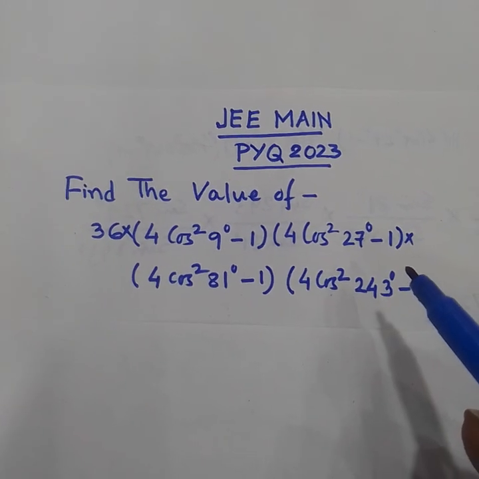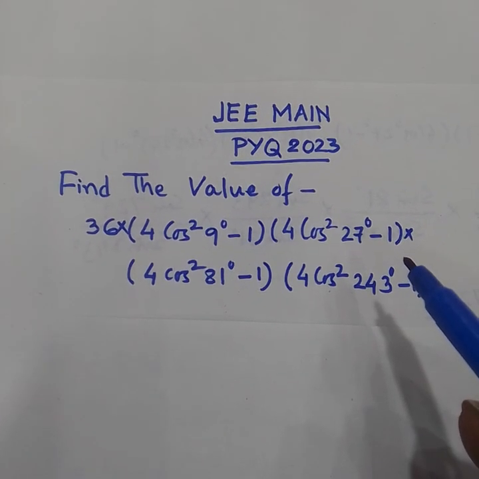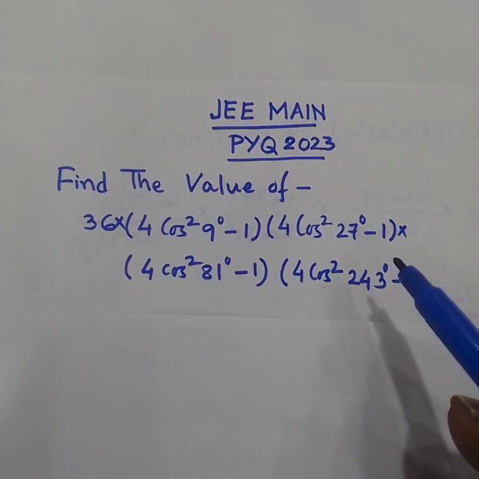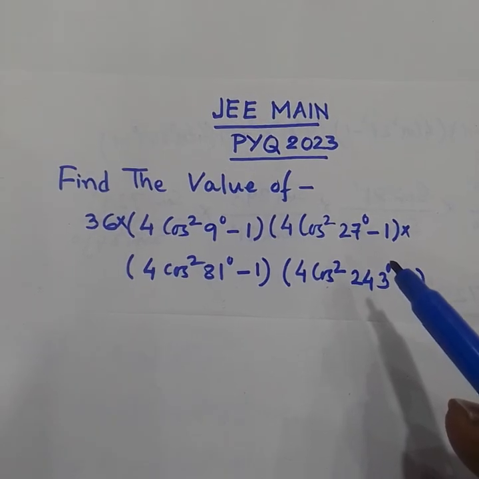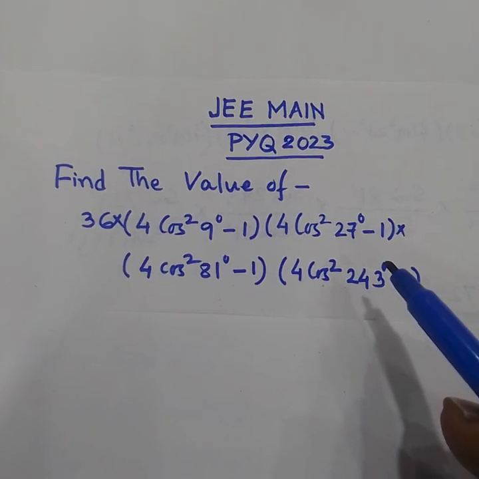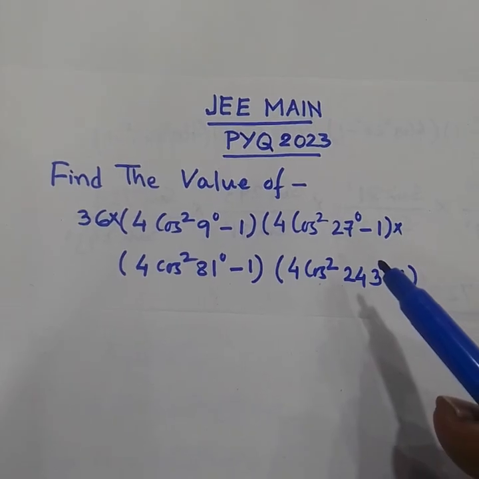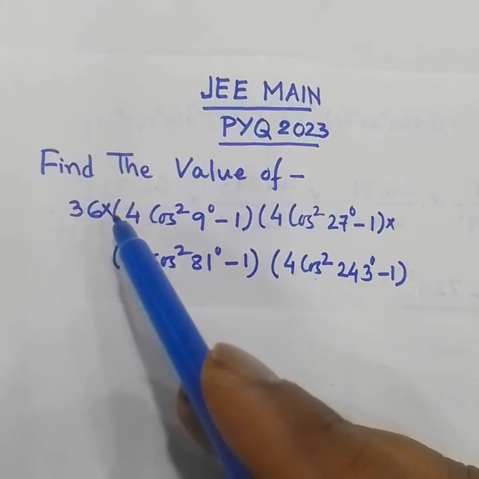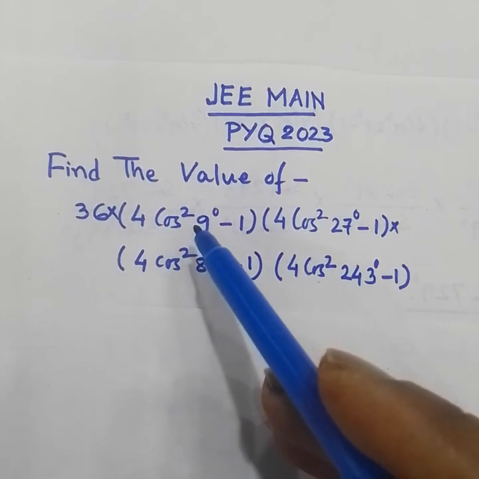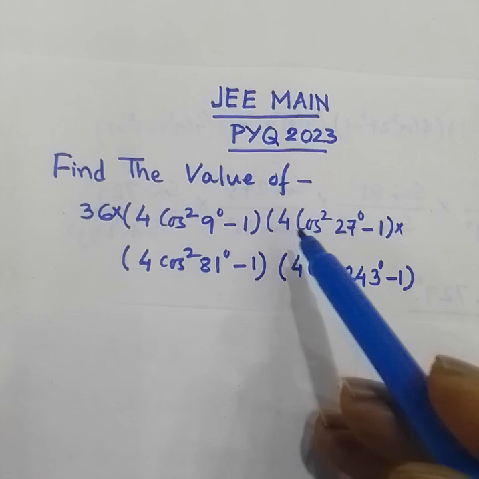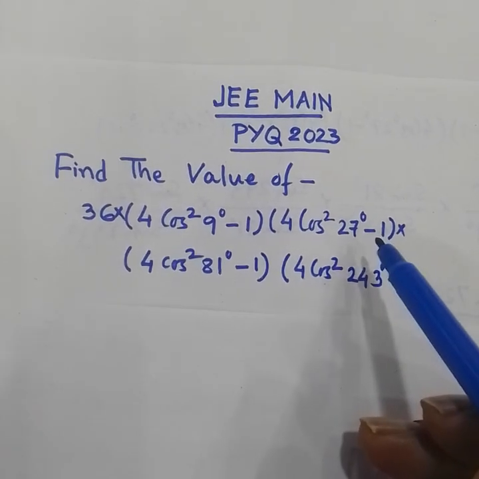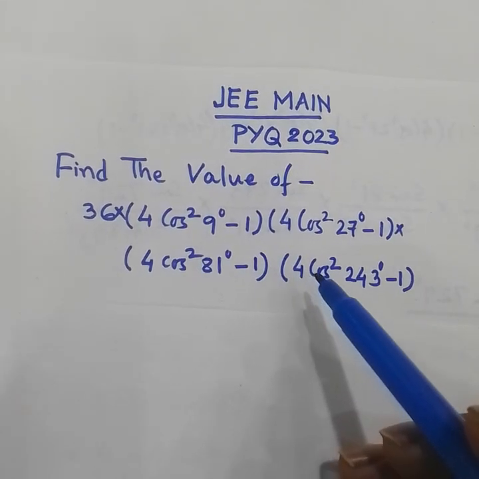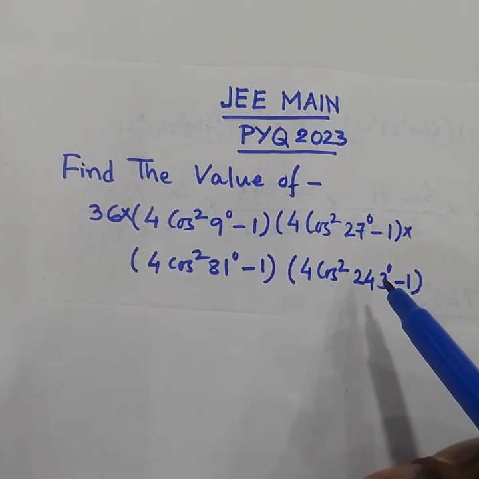Today we will discuss a very important and interesting trigonometric problem which came in the Joint Entrance Main exam in 2023. Today we will find the value of 36 into (4 cos square 9 degree minus 1) into (4 cos square 27 degree minus 1) into (4 cos square 81 degree minus 1) into (4 cos square 243 degree minus 1).